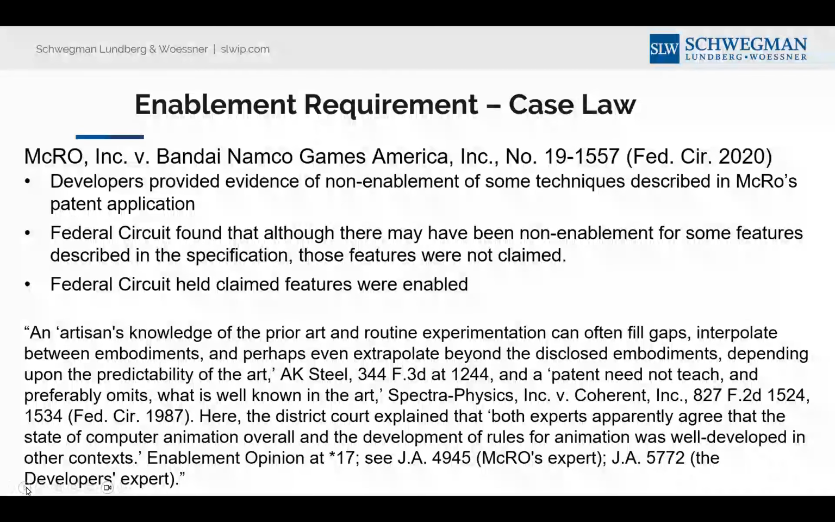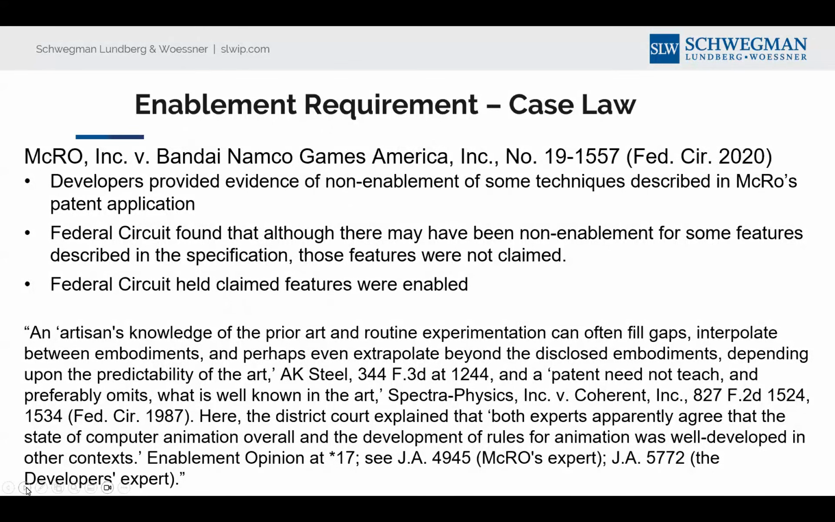The developers that were challenging Macro's claim actually said that we have evidence of non-enablement of some techniques, but in this case, those techniques weren't being claimed. That's what the court found. And so they said that the claims were enabled, and they also applied the predictable arts standard, and that this is something where you don't necessarily have as high a standard as in the life sciences.